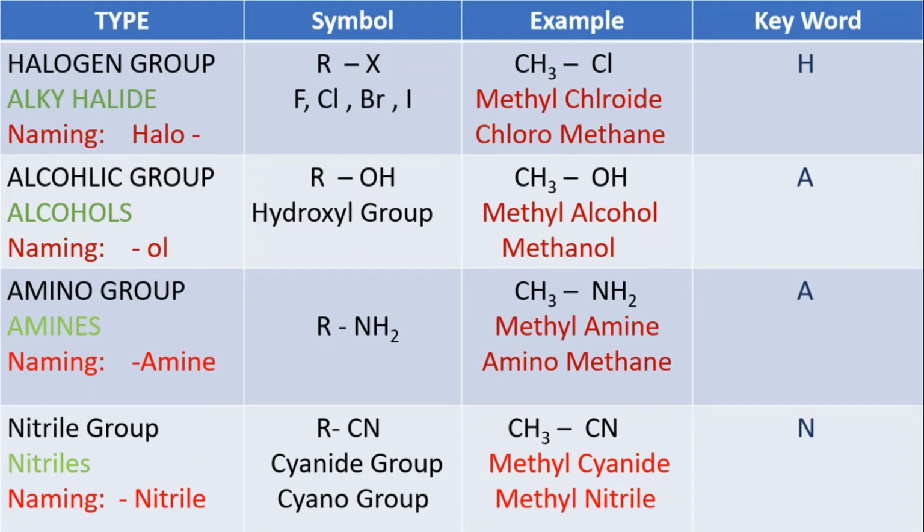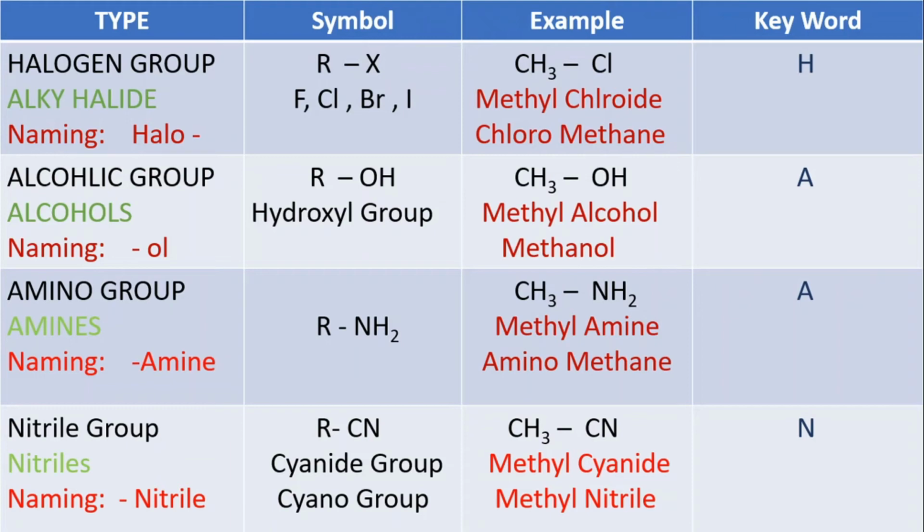The keyword to remember this functional group is H, as halogen contains H as the first letter. The second functional group is hydroxyl group or OH group. Whenever a hydroxyl group gets attached with an alkyl group, the new organic compounds produced are called alcohols.